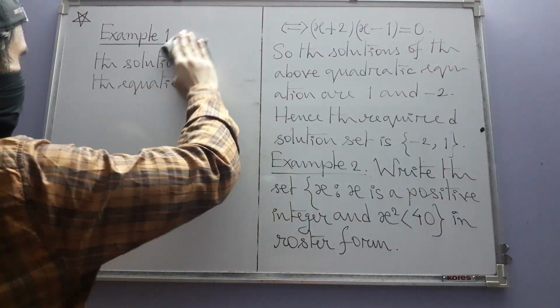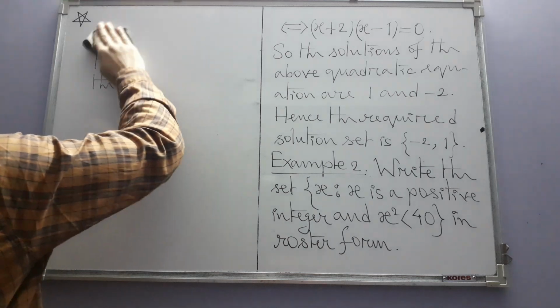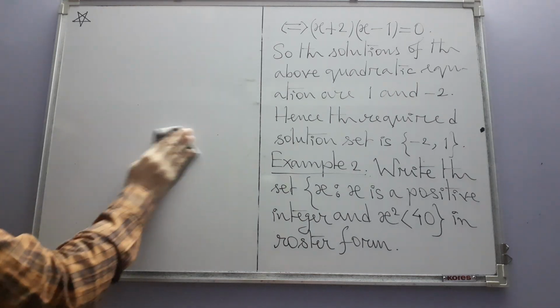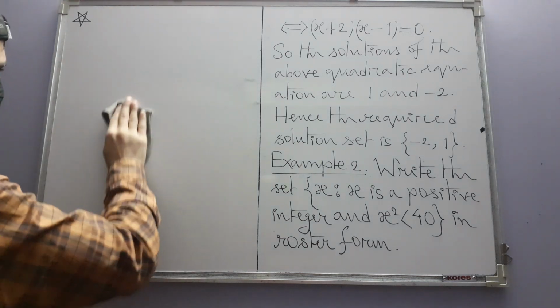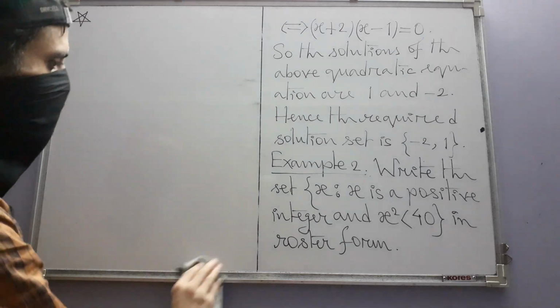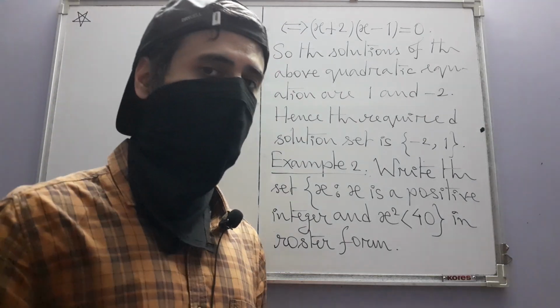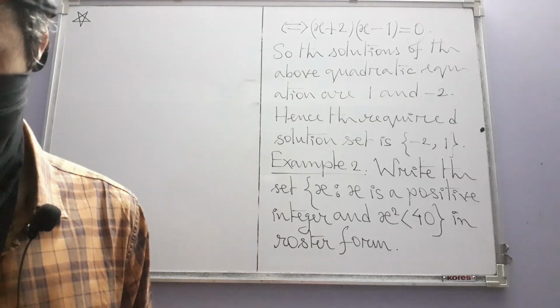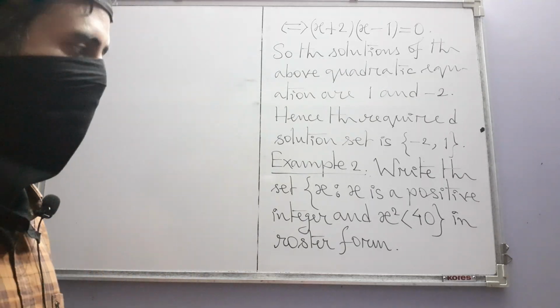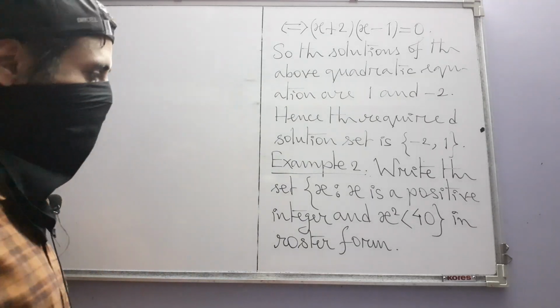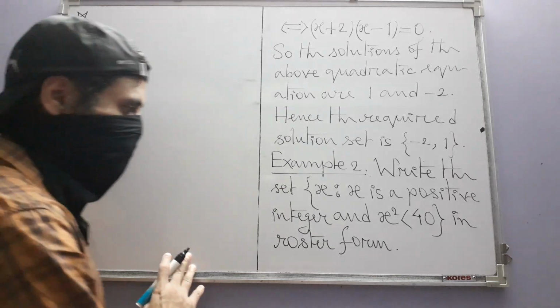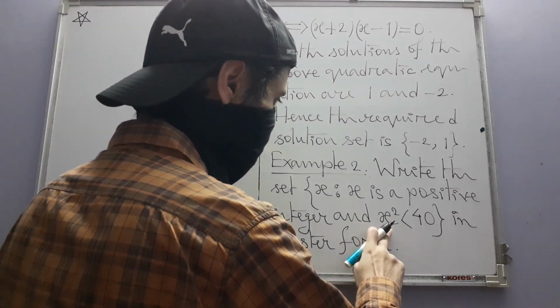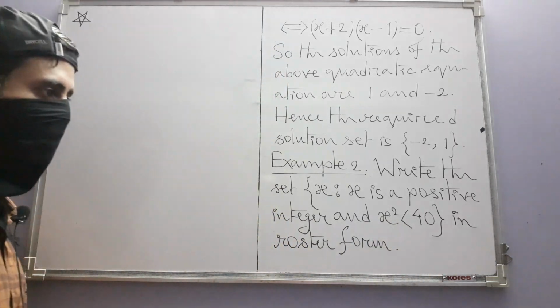So here we are dealing with the set of all positive integers. See, every condition is important. X is not just positive, it's a positive integer. It cannot be a fraction, or it cannot be an irrational number, such that its square is less than 40.